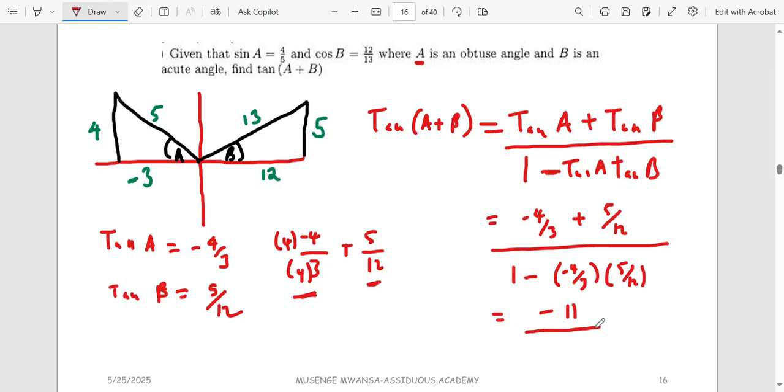In the denominator, we are going to have 1 minus negative 4 times 5, which is 20. So this will be positive 20 because of the two negatives. 3 by 12 will be 36. Now again, 1 plus 20 over 36. 1 is the same as 36 over 36. Why have I done that? To make the denominators the same. So now just add 36 plus 20, which is 56 over 36.